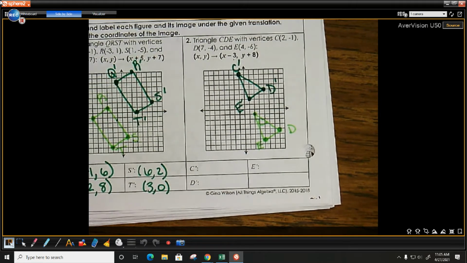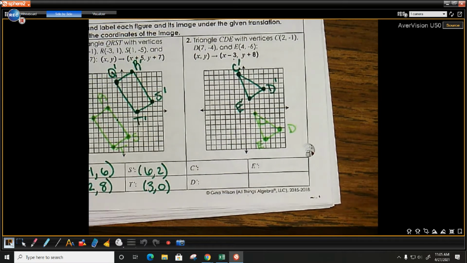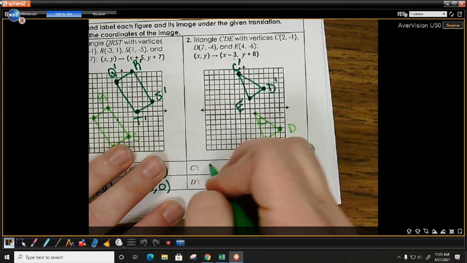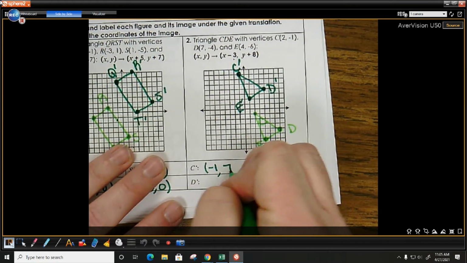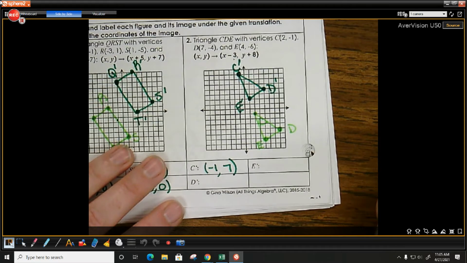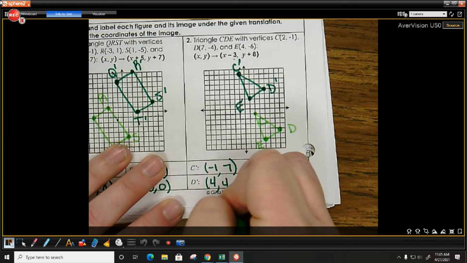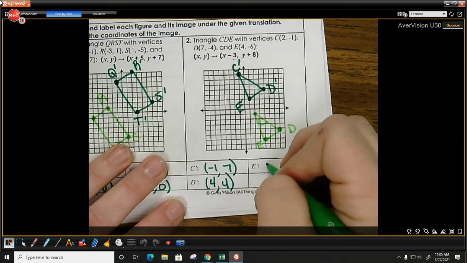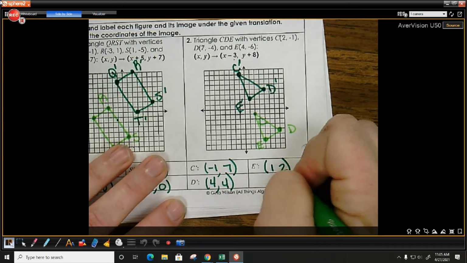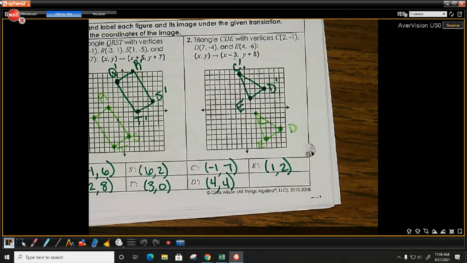Okay, so let's write those ordered pairs. What is C prime at? Negative 1, 7. What's D prime at? 4, 4. What is E at? Good? Do we all feel like we could do this without now graphing them first? Yeah. Okay. I think it's actually easier to not graph them.